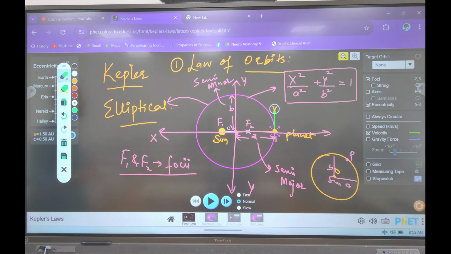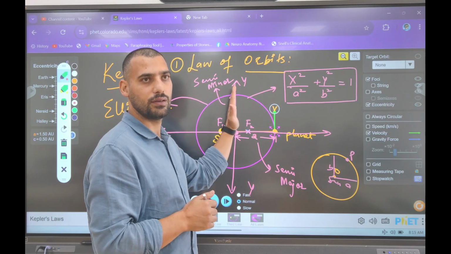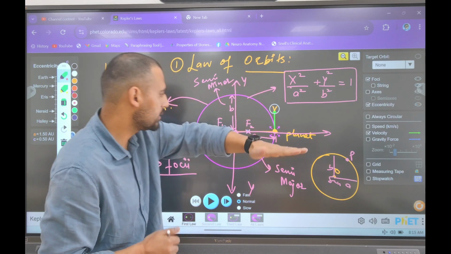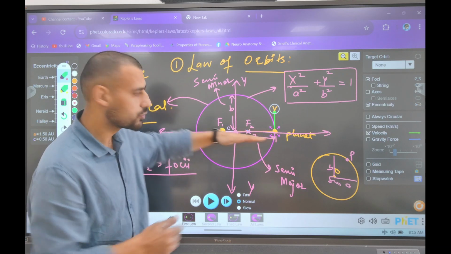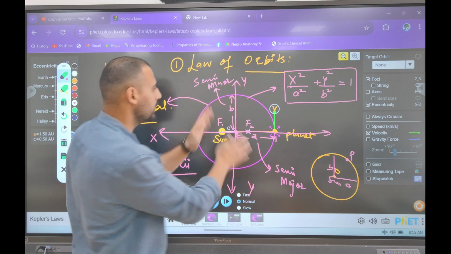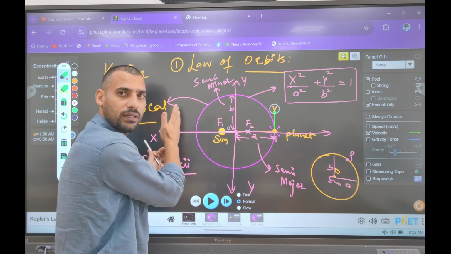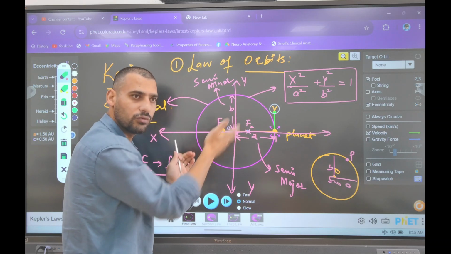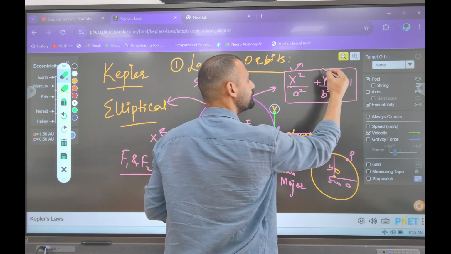Is it symmetrical across its axis? Yes, the ellipse is symmetrical about x as well as y. It's symmetrical about both because, for example, if you cut it through the x-axis, whatever is up, the same is down, right? Similarly, if you bisect it with the help of the y-axis, whatever is here is also here, right? So it is symmetric on both axes. Is that fine?